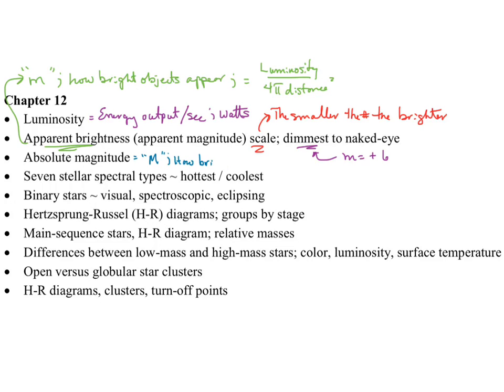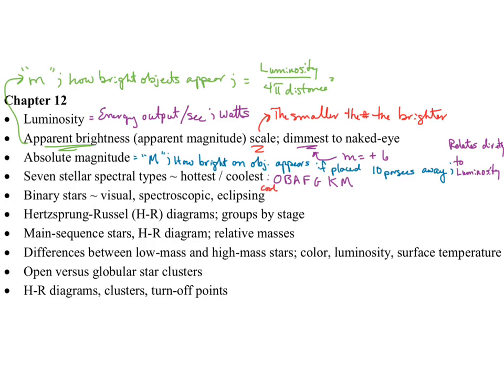Absolute magnitude then corrects for distance. Absolute magnitude is how bright an object would appear if it were placed at the same distance from us, 10 parsecs away. Absolute magnitude relates directly to luminosity. The 7 stellar spectral types are O, B, A, F, G, K, M. O is the hottest one, M is the coolest.